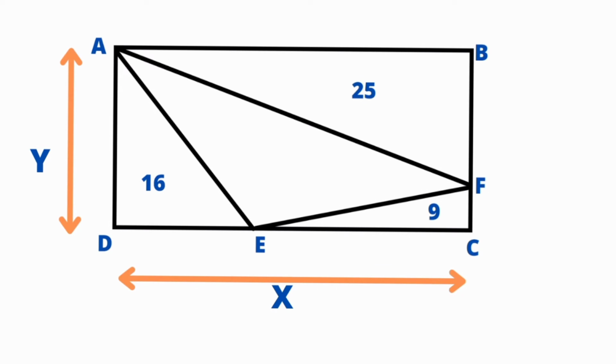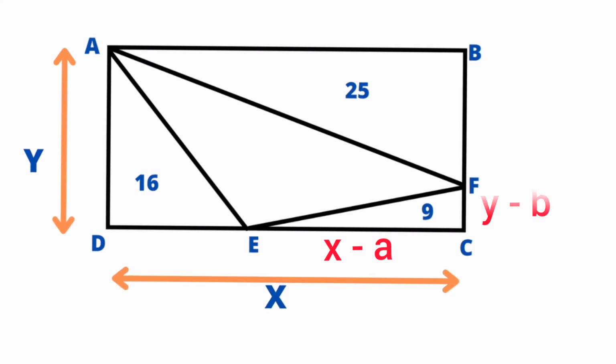To solve that, let's say the length and breadth of the rectangle ABCD be X and Y. Suppose the length of DE is A, then the length of CE becomes X minus A. Similarly, if we consider the length of BF as B, then the length of CF is Y minus B.